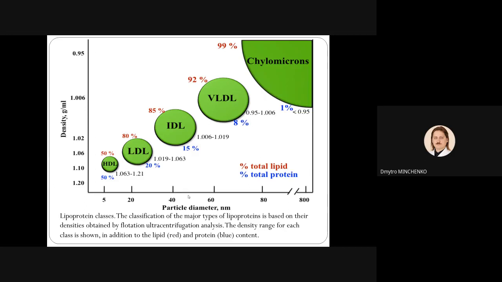Furthermore, lipoproteins can be divided into classes. The classification of major types of lipoproteins is based on their density obtained by flotation ultracentrifugation analysis. The density range for each class is shown. In addition to the lipid and protein contents, the lipid being in red and the protein in blue.